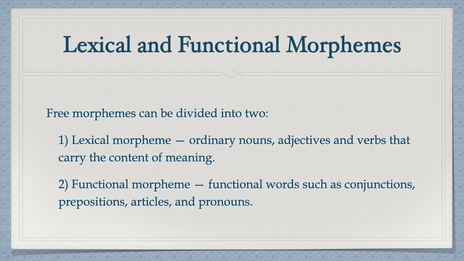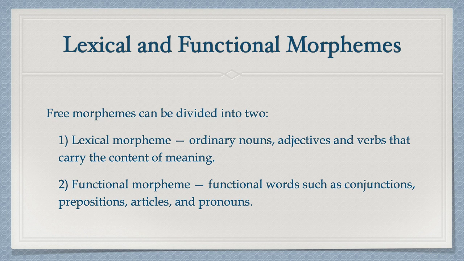These are the words which we also call content words. So nouns, adjectives, verbs, these have lexical meaning. Lexicon means dictionary. So lexical meaning means a meaning that can be described in a dictionary. So nouns, adjectives and verbs are lexical morphemes. They have meanings that can be clearly defined in a dictionary. They can even be translated into another language.